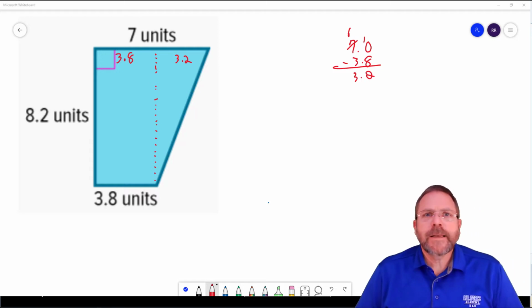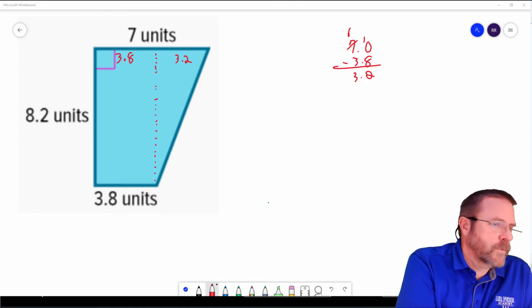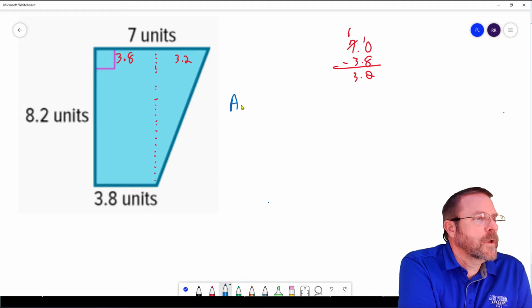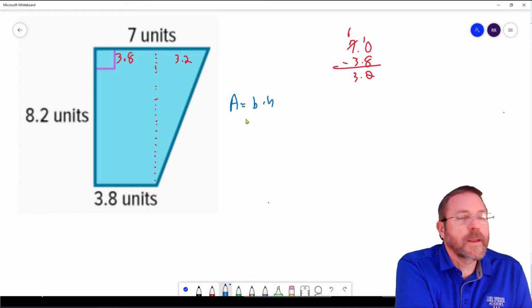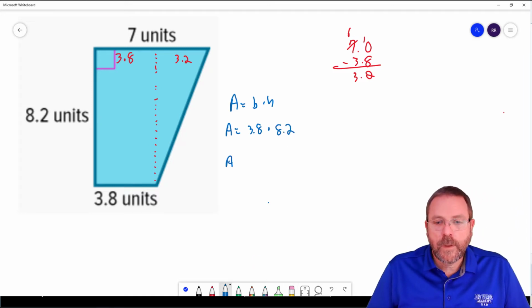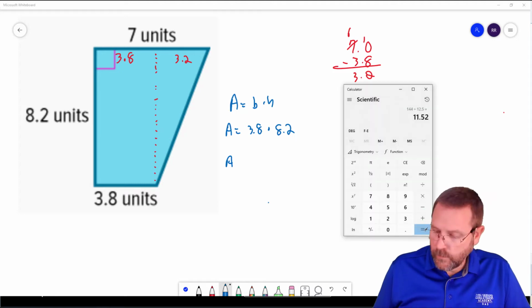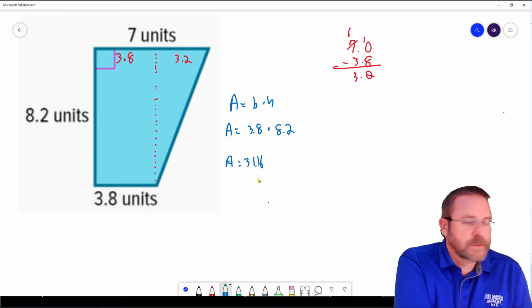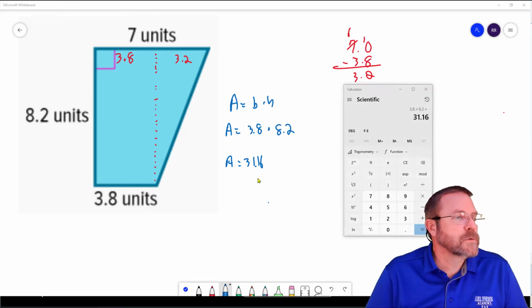Next, we're going to work on finding the area of each of our pieces here. So I've got a rectangle and I've got a triangle I need to work with. My rectangle has a formula that says area is equal to base times height, or you may have used length times width. Area is equal to, I have a base of 3.8 units and a height of 8.2 units. That means the area is going to equal, and let's go ahead for time's sake and do 3.8 times 8.2, which is going to give us 31.16. So that's going to be 31.16 units squared.